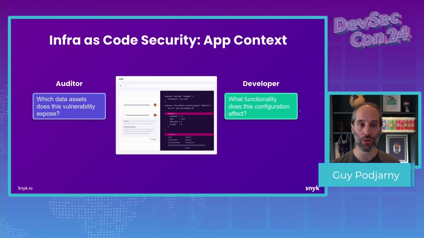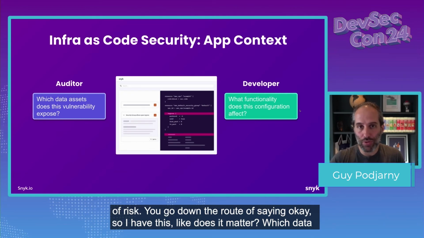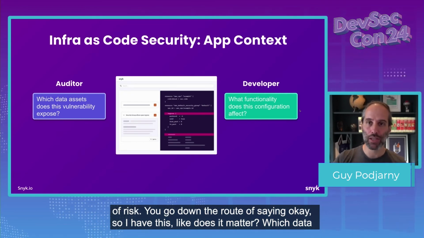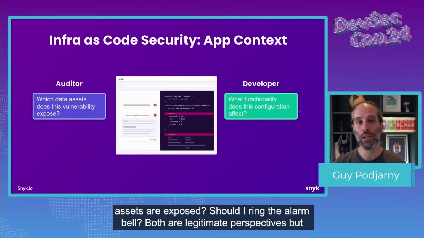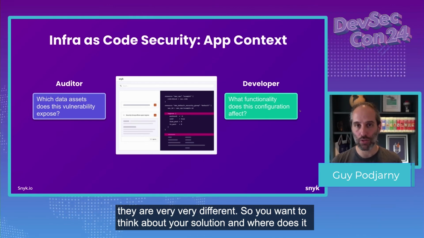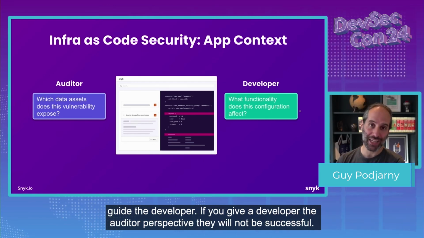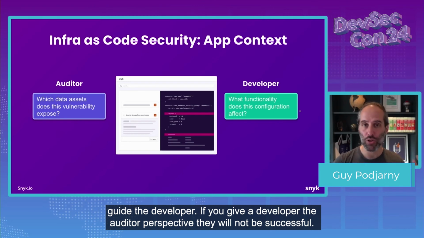You go down the route of risk. You go down the route of saying, okay, I have this. Does it matter which data assets are exposed? Should I ring the alarm bell? Both are legitimate perspectives, but they are very, very different. So you want to think about your solution and where it guides the developer. If you gave a developer the auditor perspective, they will not be successful.